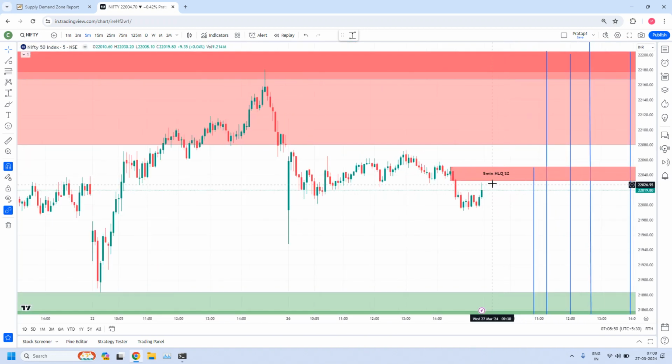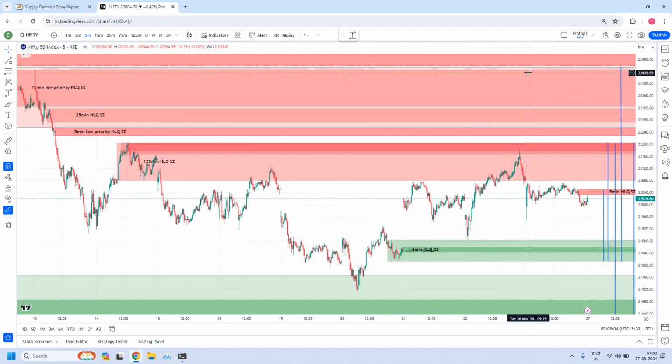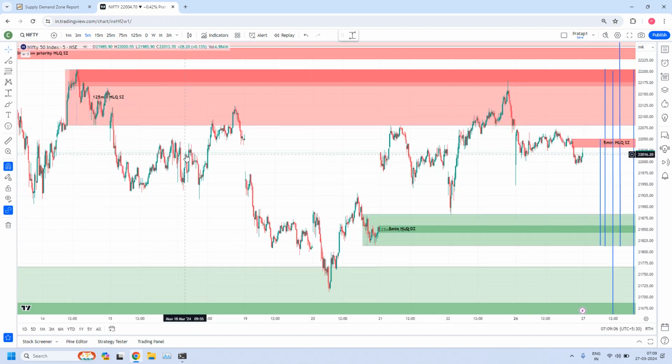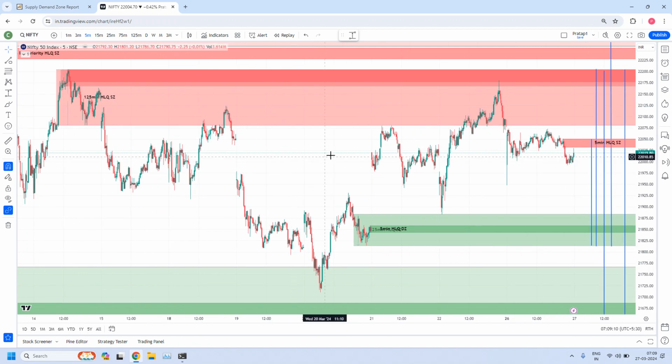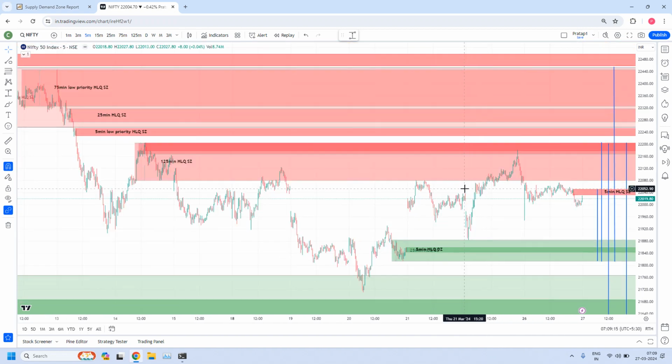But one point you need to understand, this is the place where we get an opportunity. Suppose Nifty opens with a strong gap up above, then automatically this 5 minutes high liquidity zone will be violated. Then we get a trading opportunity in this high liquidity zone. This is a 125 minutes high liquidity supply zone. So in this area we get a trade opportunity.